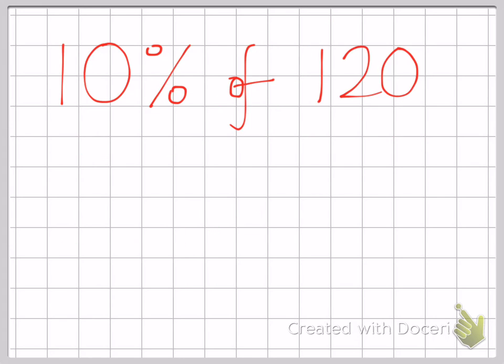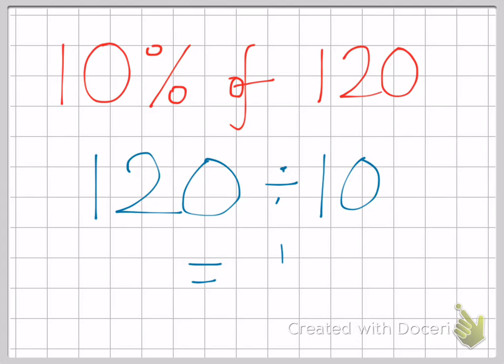So if we were to work out 10% of 120, we just do 120 and we divide it by 10. So the answer is 12. 10% of 120 would be 12.